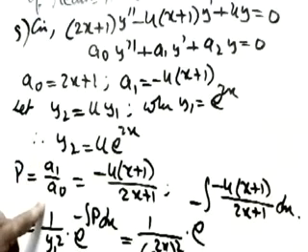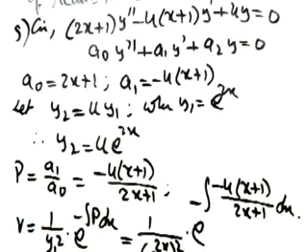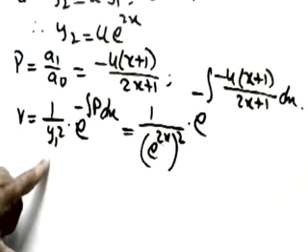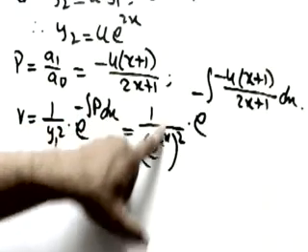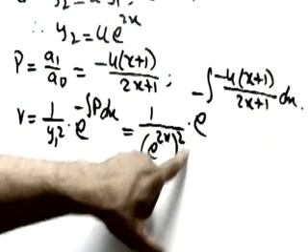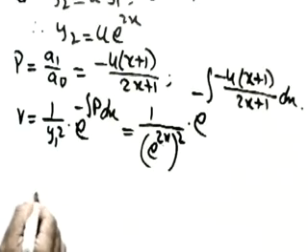Now let me find p, the first step. p equals a1 by a naught. The next step is we have to find v. So v equals 1 by y1 square into e to the power of minus integration p dx. 1 by y1 is e power 2x whole square, e to the power of minus of. You see, minus of minus will become plus.